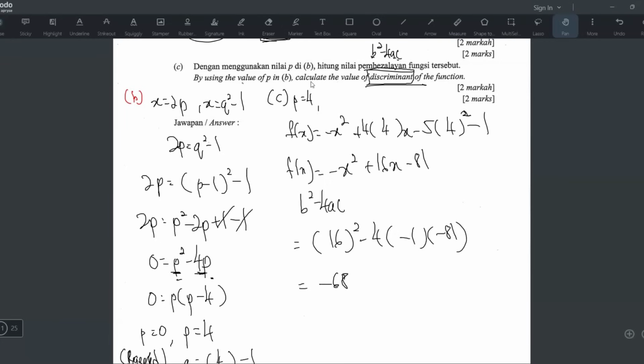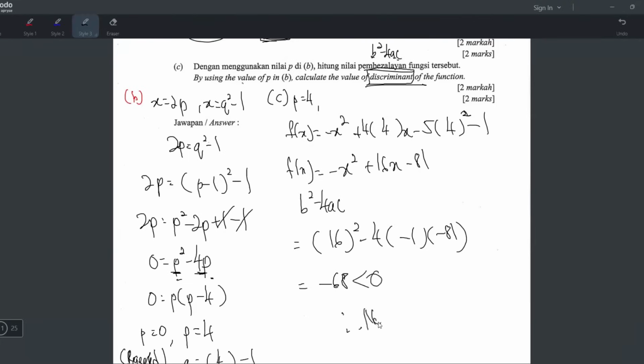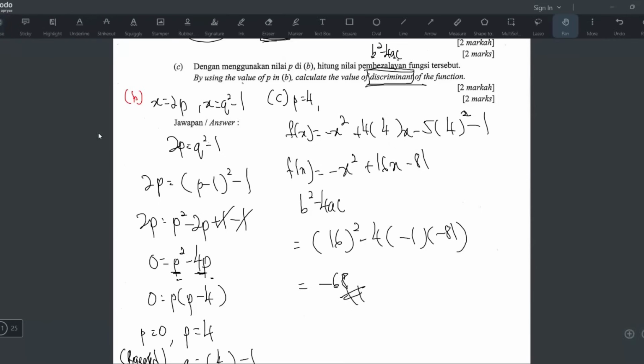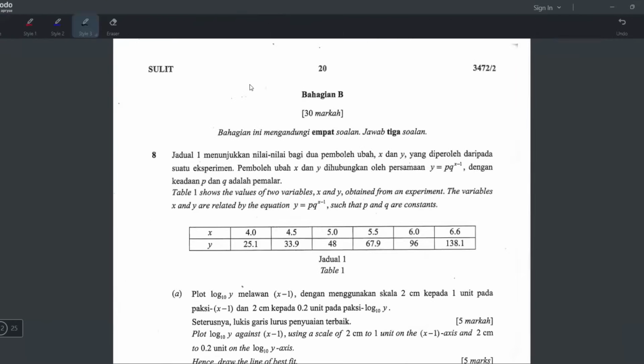Okay, what if I change the question? I take out the question and say, determine the type of roots of this function. Then after you do this, you have to write smaller than 0 and then here you have to write no real roots. Or you can say imaginary roots, same thing. But this question never asked for that. That's why I just stop here. They only want the value of the discriminant. So this is the value of the discriminant. All right, I'm done.